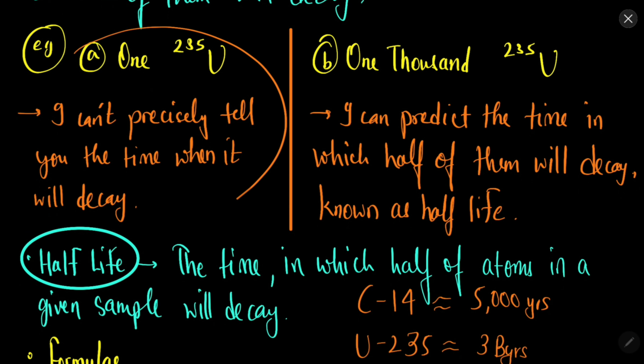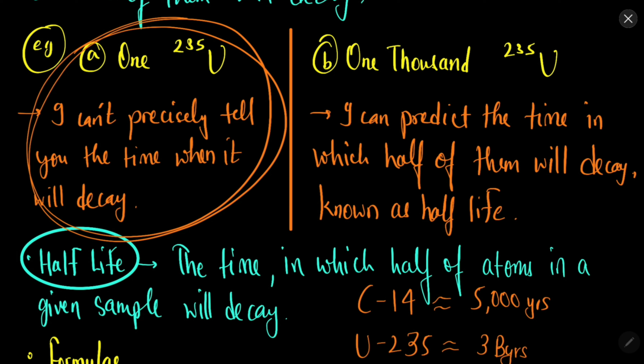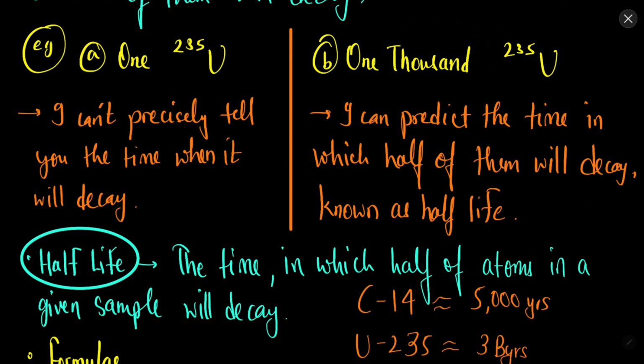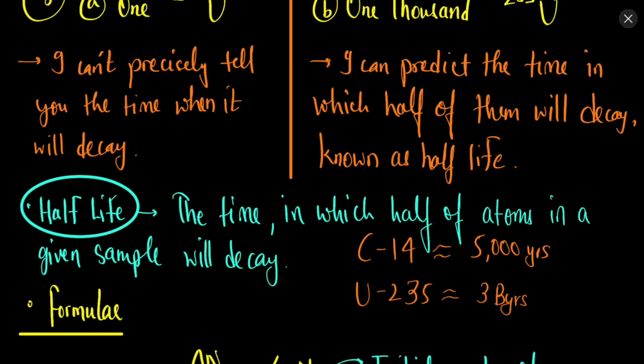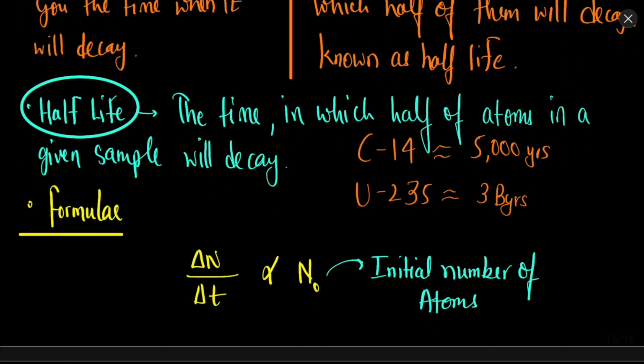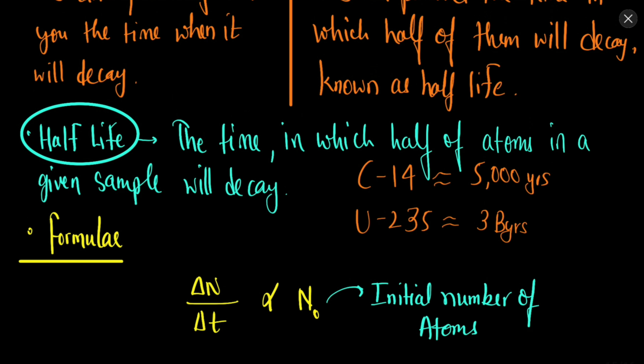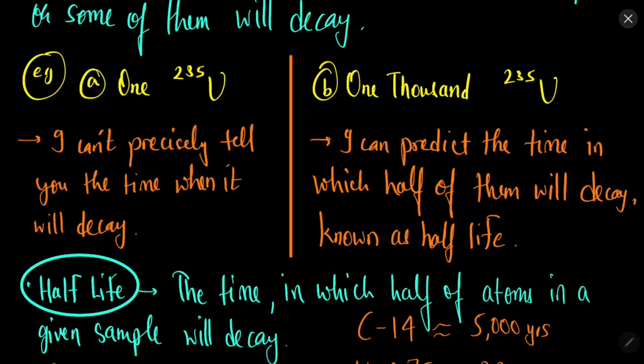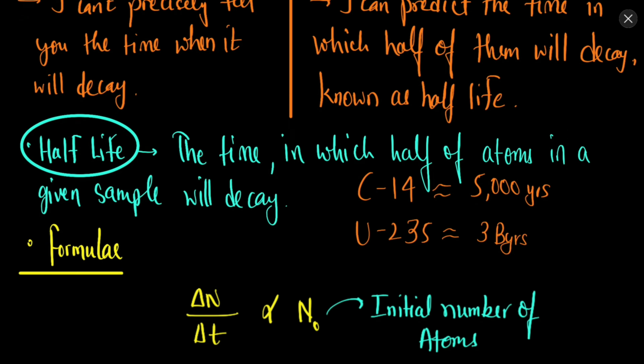So we cannot precisely predict when this one uranium atom will decay, but we can predict that out of 1000 uranium atoms, let's say 500 will decay in, let's say, 1 crore years. Now half life is there. Half life is the time in which half of the atoms in a given sample decay. So let's say we have 1000 atoms. So what is half life? Let's say in 1000 years 500 atoms decay, so the half life will be 1000 years.